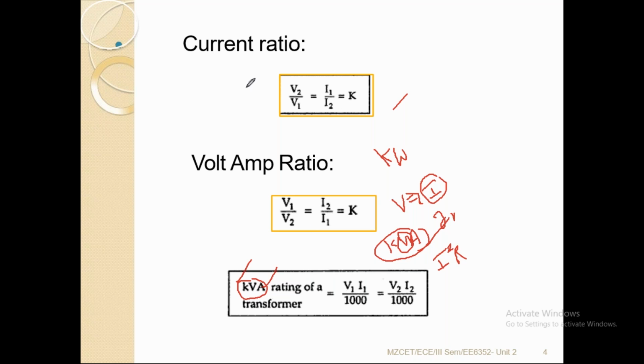You may get this as a 2 marks question: why is the transformer rating represented in kVA? But in the case of motor and generator, the power rating is represented in kilowatts. Why? Because in these two devices, the energy is converted from one form to another form. But in the case of a transformer, you can't say converting. It is transferring from one voltage level to another voltage level. That is the difference between motor and generator and transformer.